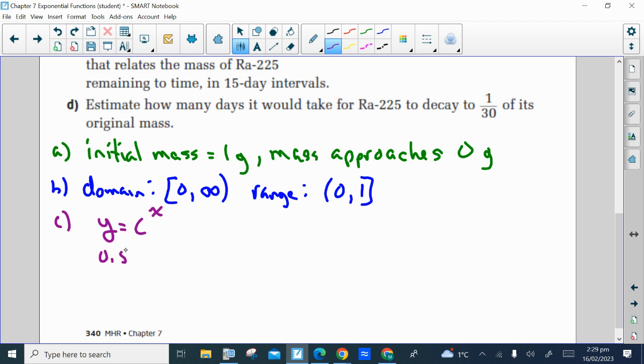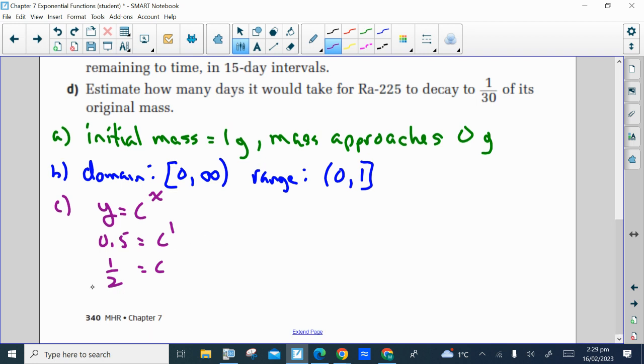So y is 0.5 when x is 1, and c to the 1 is c, and so that equals 0.5, which is a half. So our equation will be y equals 1/2 to the power x. And the reason it's a half is because the amount remaining is being cut in half. But we also have to remember that x refers to the number of 15-day intervals.